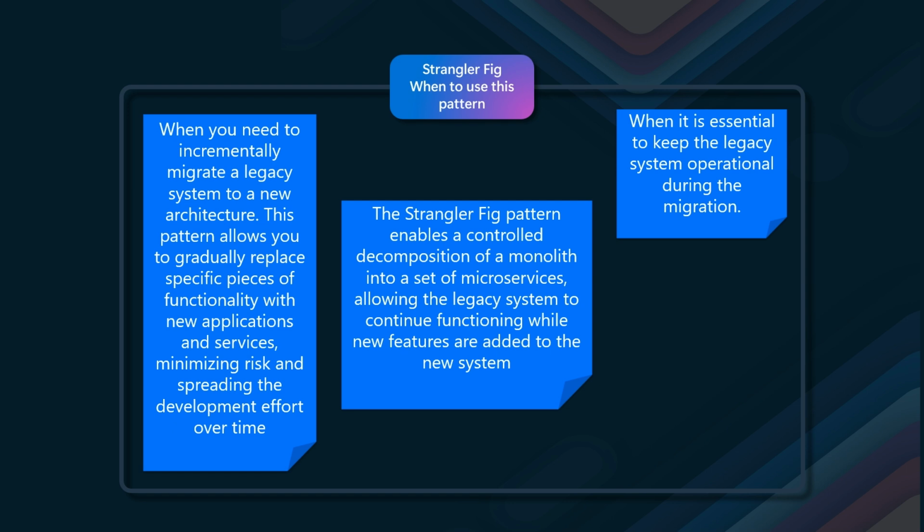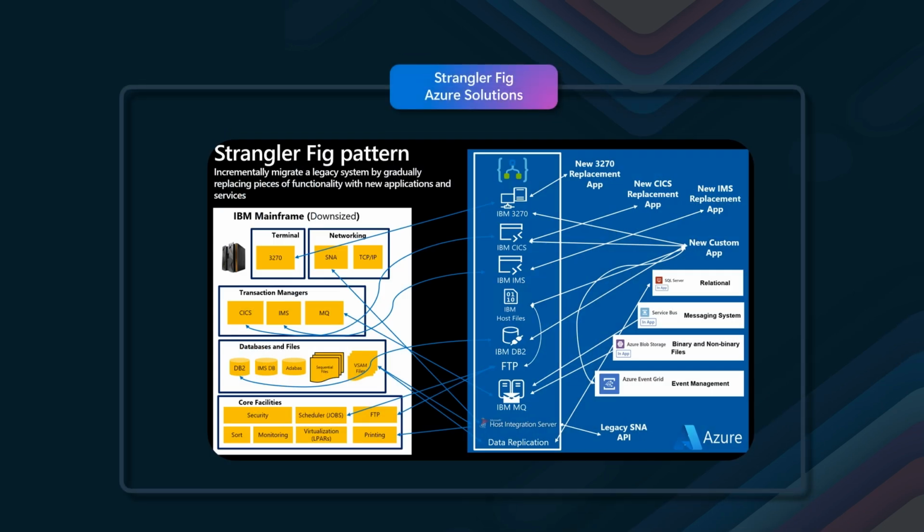By considering these scenarios, you can efficiently use the Strangler fig pattern to ensure a smooth and controlled migration from a legacy system to a new architecture, enhancing the overall reliability and scalability of your application. So the Strangler fig pattern provides an incremental strategy to migrate legacy systems by gradually replacing pieces of functionality with new applications and services, which ensures a smooth and risk-averse transition.